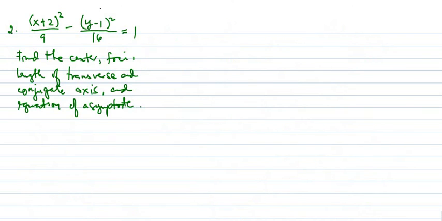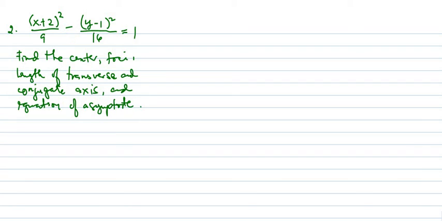Now we will proceed with another example. Example 2, we have the given equation of a hyperbola: (x + 2)^2 over 9 minus (y - 1)^2 over 16 is equivalent to 1. Find the center, the foci, the length of the transverse and conjugate axis, and the equation of the asymptote.